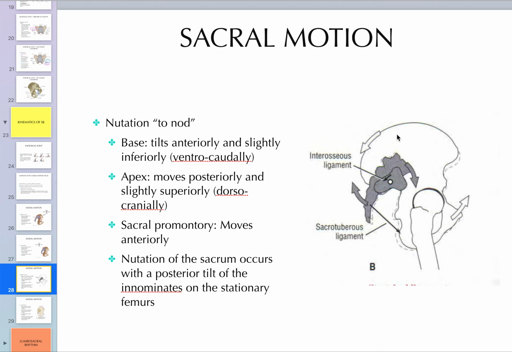So this is obviously nutation, right? The base is going anterior. And you can picture how the sacrum is moving anteriorly, right here, the base of the sacrum, but the innominate will actually be moving posteriorly. So whether it's a relative motion, meaning that the sacrum is moving and the ilium is stationary, or it's an actual motion of the sacrum moving forward and the ilium moving back, in either case, you will have the sacrum moving in one direction and the ilium moving in the opposite direction.